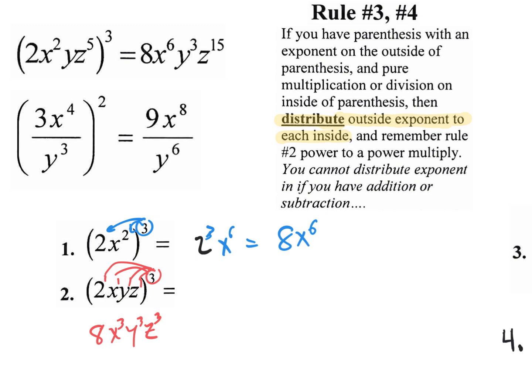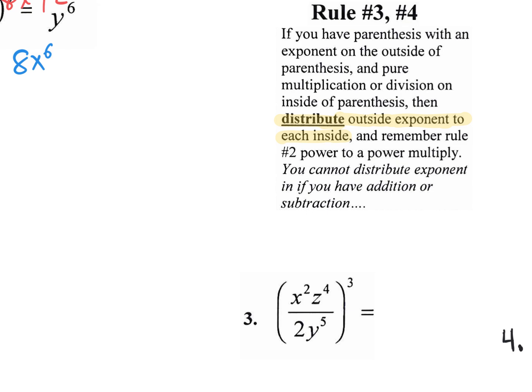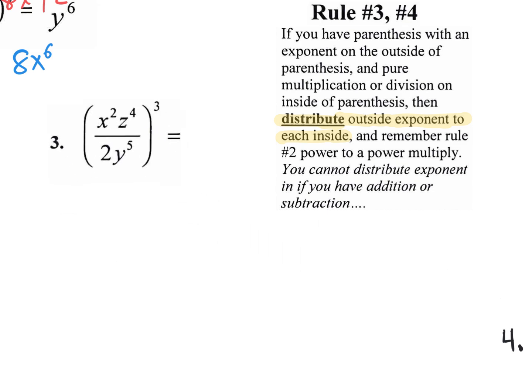That was rule 3. The only difference now is that we're throwing in fractions inside the parenthesis. And of course, if there's no addition or subtraction, you are allowed to use this rule of distributing the outside exponent to each inside exponent. So everybody please copy down this example number 3 right here. Let me make some space by moving this stuff out of the way. Example 3.